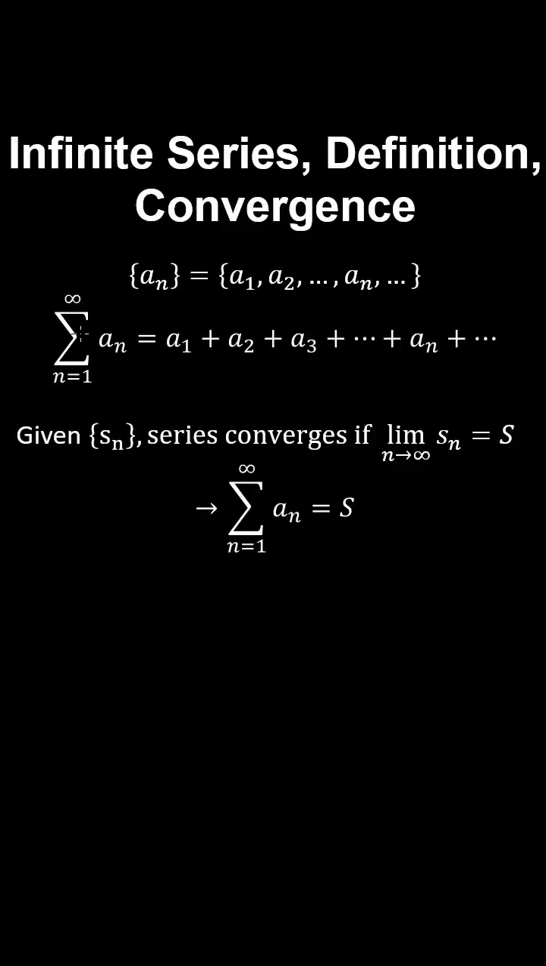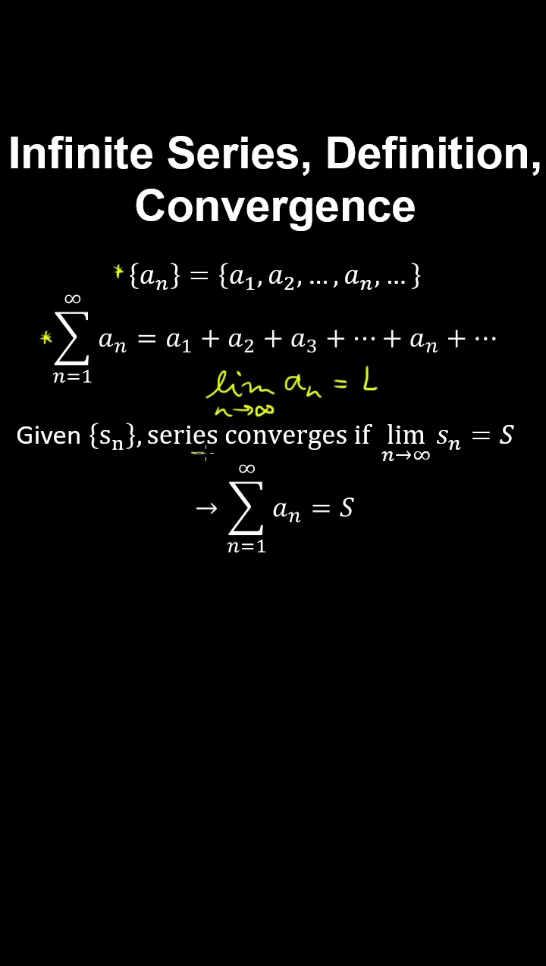A series is basically the sum of all terms in a sequence. So here is a sequence, which is a list of numbers, and here is the series, which is the sum of all those numbers. So remember that to determine if the sequence converges, we take the limit as n approaches infinity. And if that limit is finite, then the sequence converges.